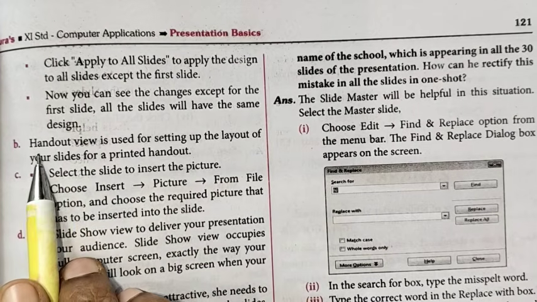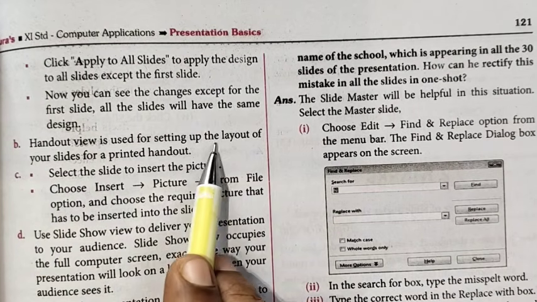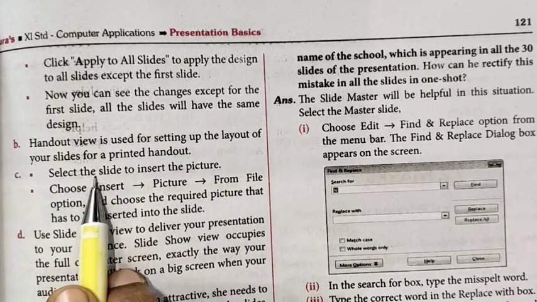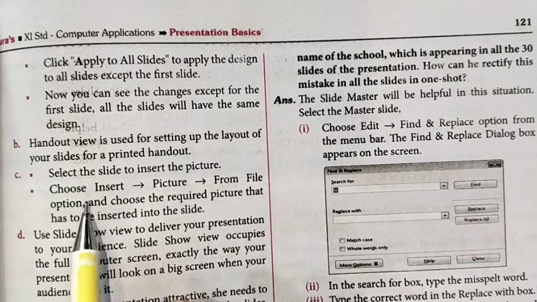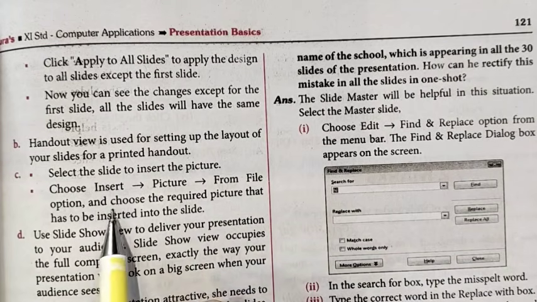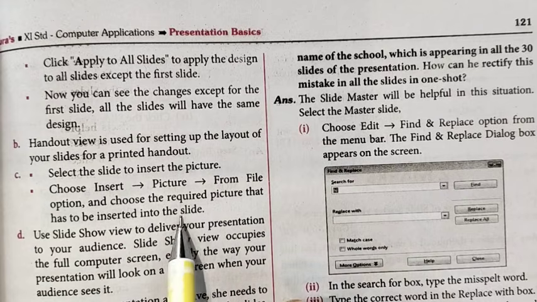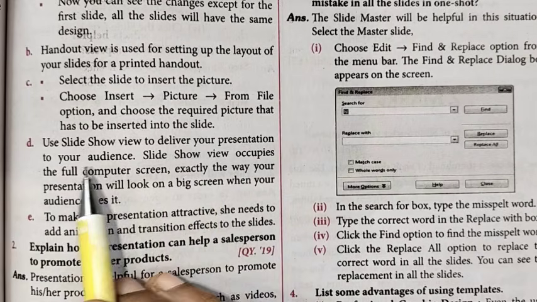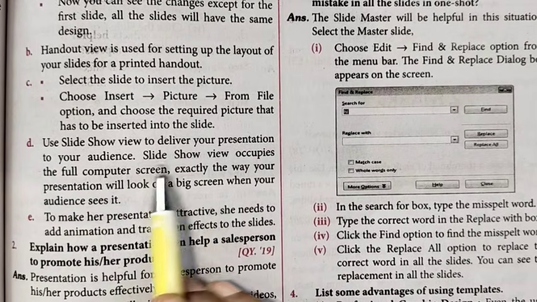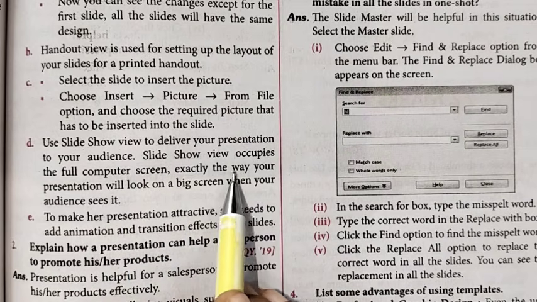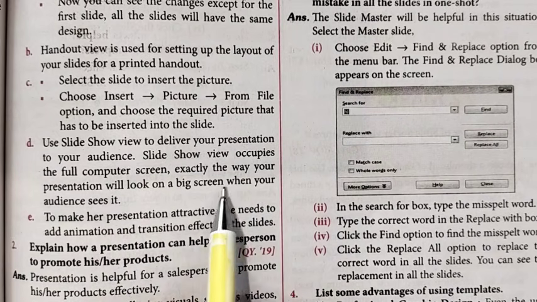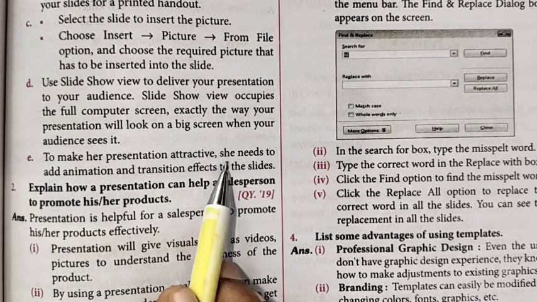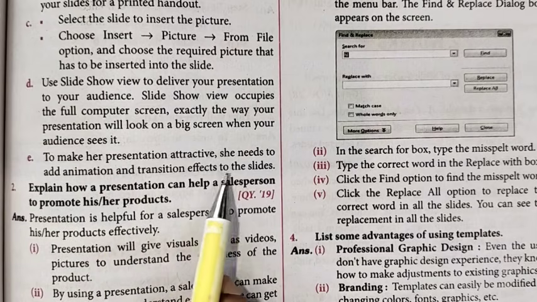B, handout view is used for setting up the layout of your slides for a printed handout. C, select the slide or to insert the picture. Choose insert picture from file option and choose the required picture that has to be inserted into the slide. D, use slideshow view to deliver your presentation to your audience. Slideshow view occupies the full computer screen exactly the way your presentation will look on a big screen when your audience sees it. E, to make her presentation attractive she needs to add animation and transition effects to the slides.